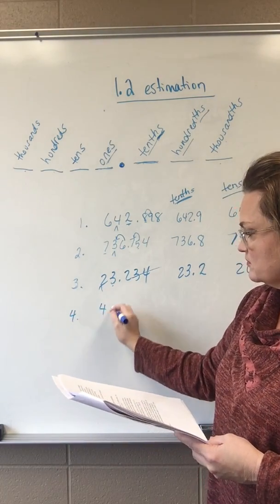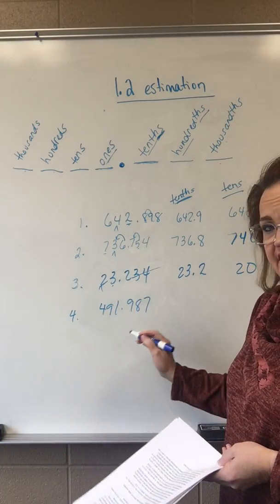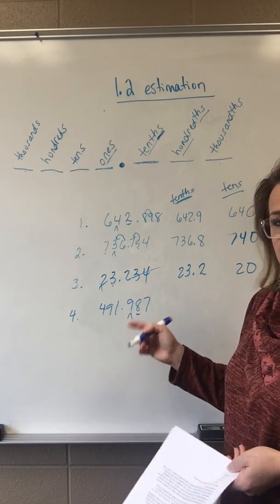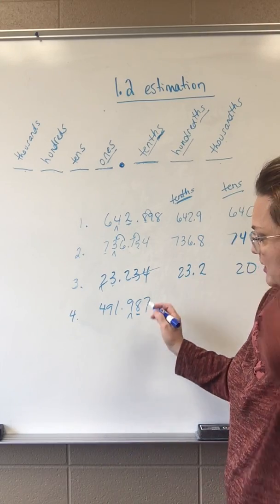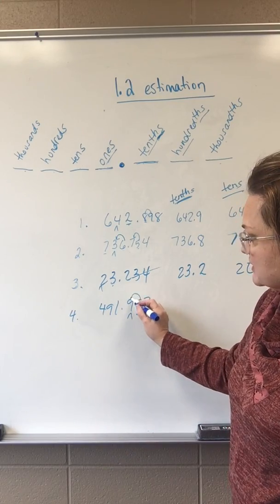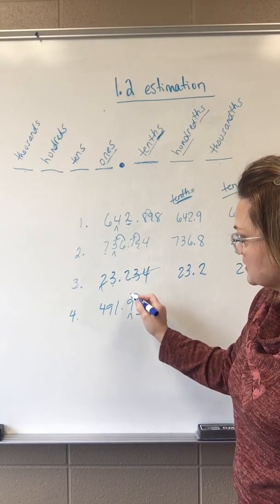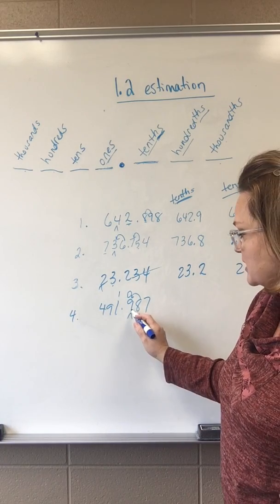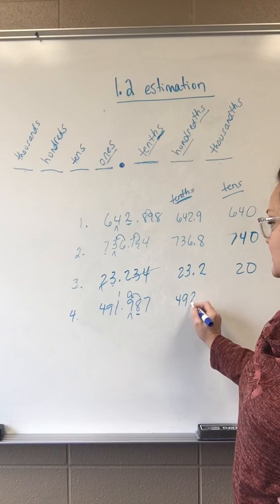Number 4, 491.987. The tenths place with the TH is the 9. The 8 says yes, round up. Okay, so this one's got a little different twist to it, so we'll pay special attention here. The 8 does round that up, but the number after 9 is 10, so it carries over into the ones place. So it makes that a 0 and rounds that up to a 2, making it 492.